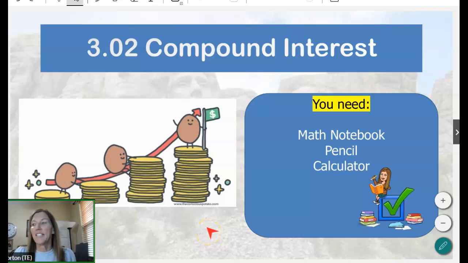Hi, 8th grade students. So I'm going to go over the 3.02 lesson, compound interest. Please make sure you have your math notebook, pencil, and calculator. You will need that calculator to do the compound interest.